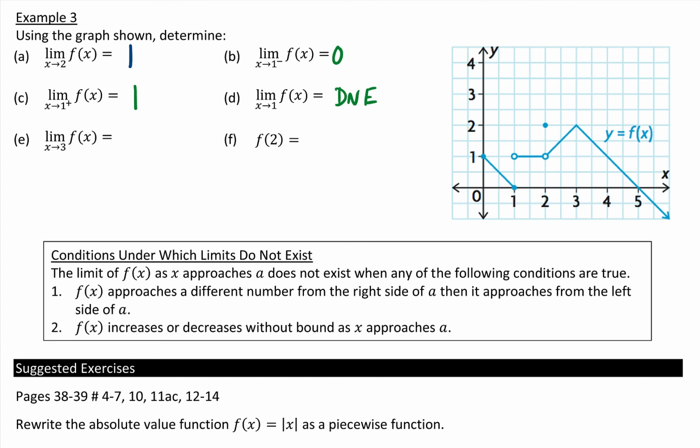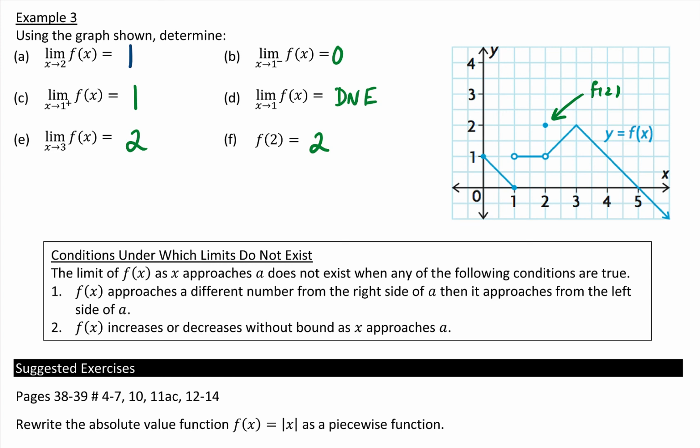What about x equals 3? Let's take a look. You see they both are approaching a value of 2 from the left and from the right. And finally, what is the value of the function at 2? So if we go to 2, the only point I see is that f at 2 must be equal to 2.